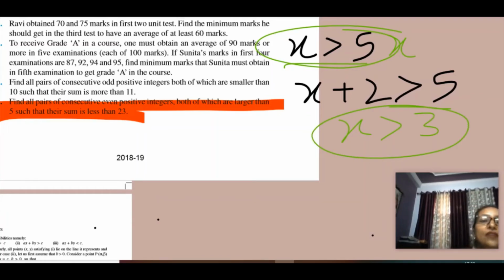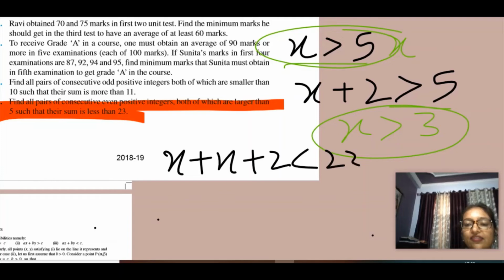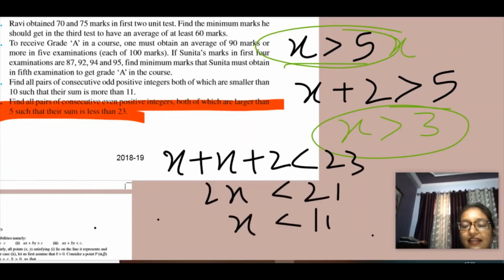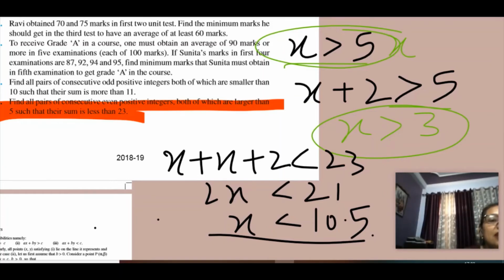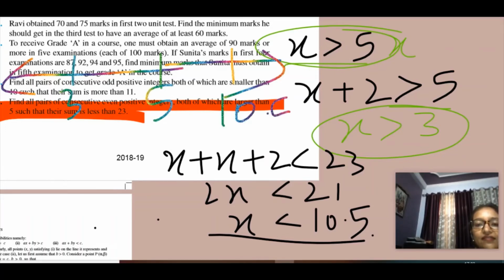Further moving on, we will say the sum. So what is the sum? x plus x plus 2 is less than 23. So 2x is less than 21. So x is less than 10.5 if I divide it. So here also we have a situation like in the previous question. So what we will do? We will just draw a number line like this and plot the points. So we have 3, we have 5 and we have 10.5, right?